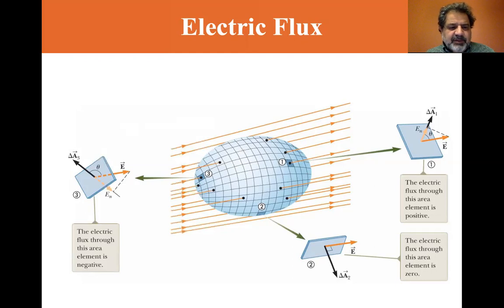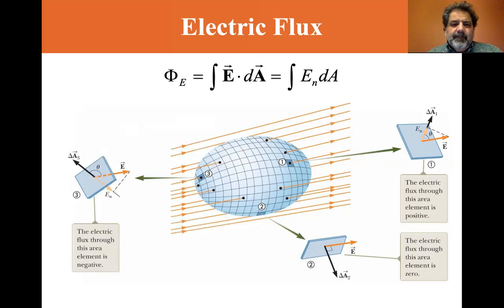And then let's look at 3. The electric flux through this area element is negative. Why? Because it's going into the surface. So it's negative going into the surface, and positive coming out of the surface. And so the electric flux is the sum of all these E dot dA, so it's E dot n dA, a surface integral.